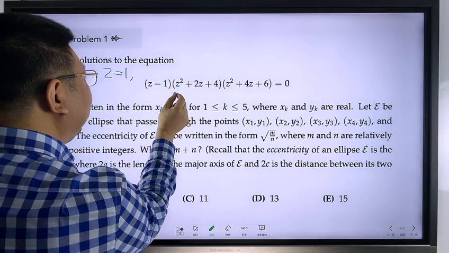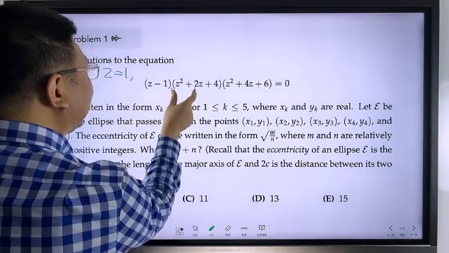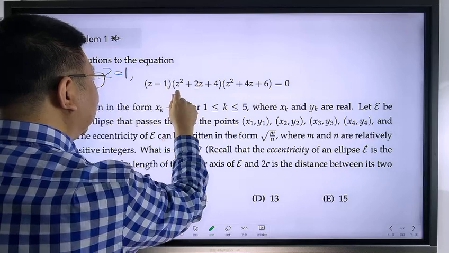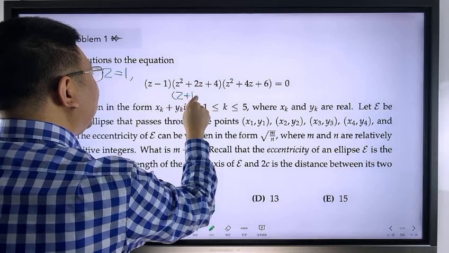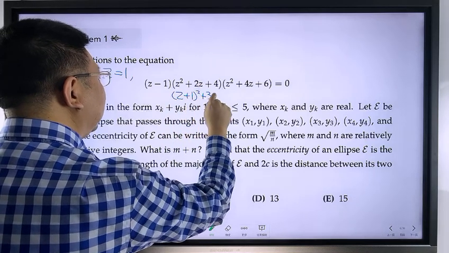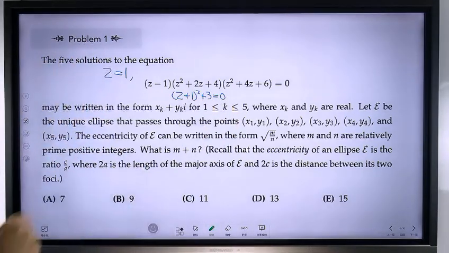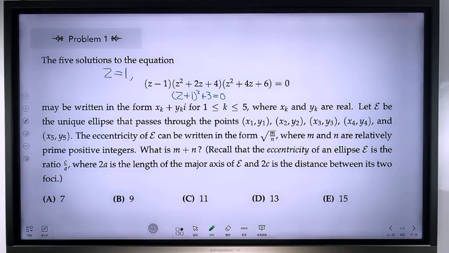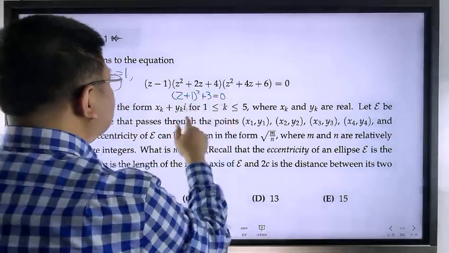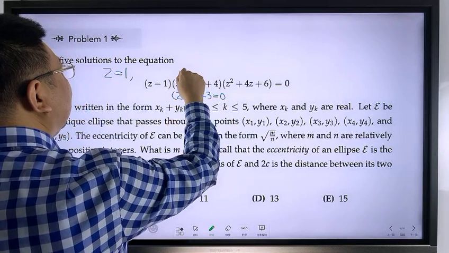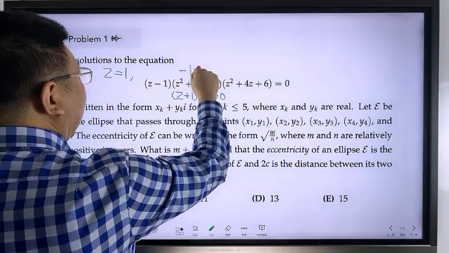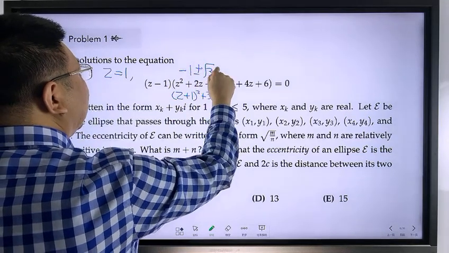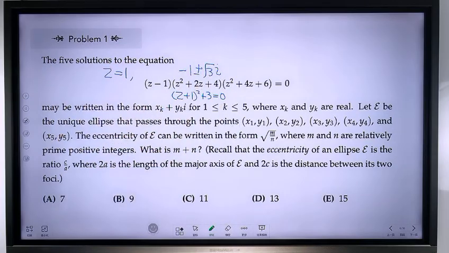The quickest way is you should be very familiar with z squared plus 2z. That is related to (z plus 1) squared minus 1, and here the equation becomes (z plus 1) squared plus 3 equals 0. Move plus 3 to the right side, then you get negative 3. Take the square root, you get square root of 3 i, where i is the imaginary unit. So for these two roots, it should be negative 1 plus or minus square root of 3 i. That would be the quickest way to solve the problem.